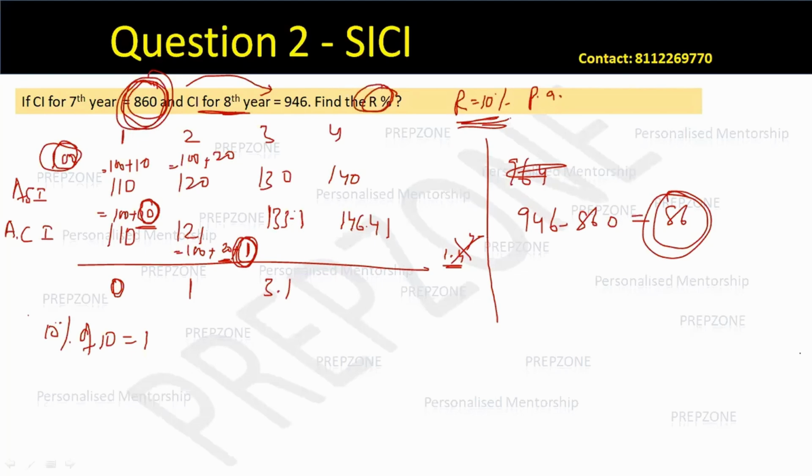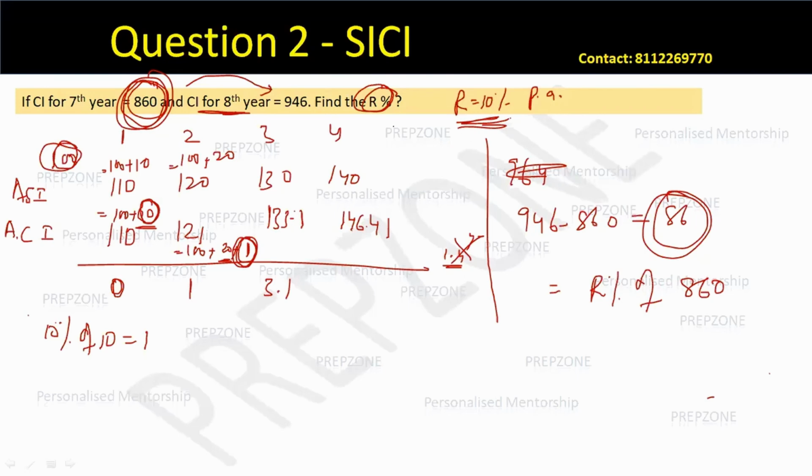Which means this difference of 86 should be nothing but your rate of interest R% of your previous year's interest. So the previous year's interest is nothing but 860, right? Hence this value comes. Again, it is just the basic of SI CI. There is nothing much to do here.